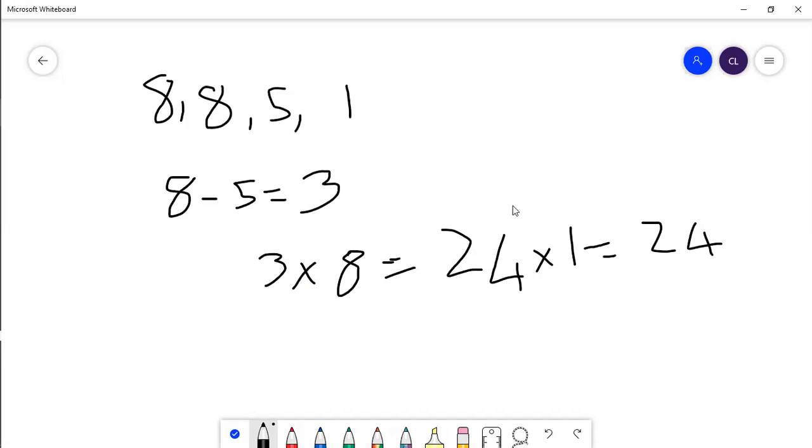Same answer. Beautiful. Does anyone have another way of doing it? I don't really see another way of doing it. But, hey, did anyone think of another way of operating the numbers to get 24?